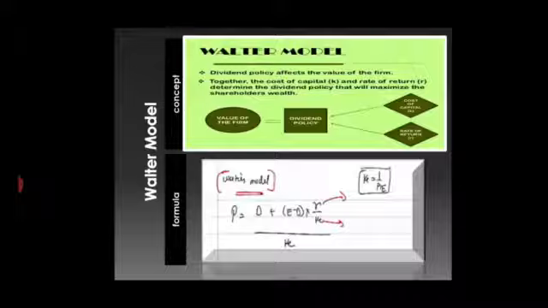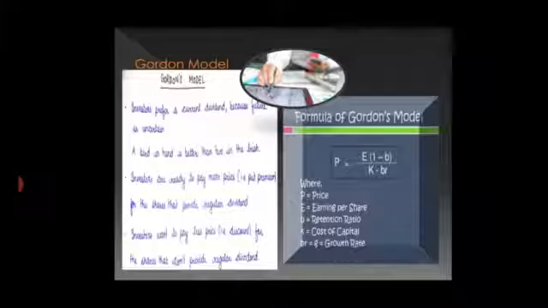Now here one formula is given. P is equal to D, where D means dividend per share, plus E minus D, where E is earning per share, multiplied by R divided by KE. R means rate of return and KE means cost of capital, or we can say cost of equity, because this is the dividend policy chapter, so we have considered capital equal to equity. So this is the formula.